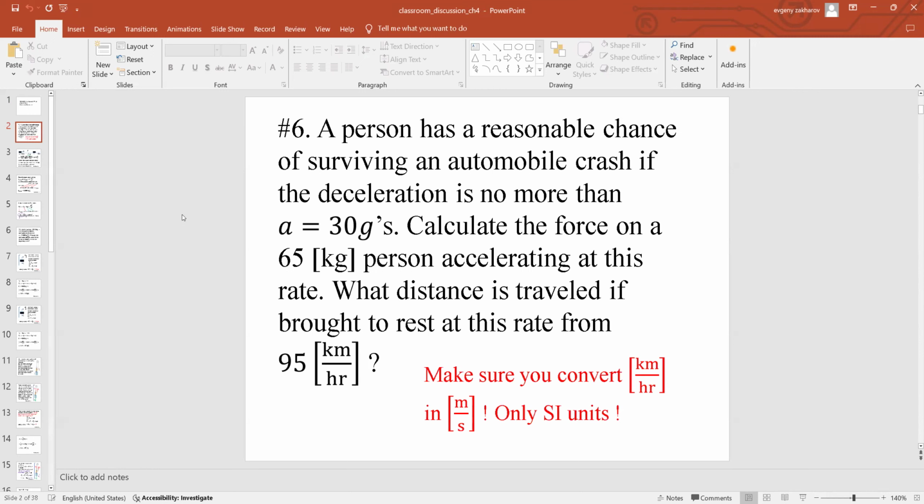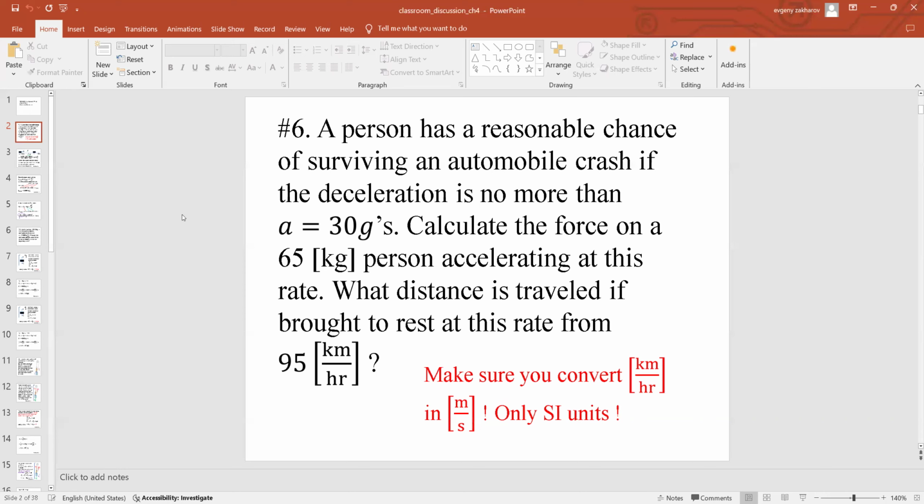And what's the distance traveled if it was brought to rest from 95 kilometers per hour? So your regular dynamics problem for a car accident, reasonable numbers. 95 kilometers per hour would be like 60 miles per hour, so your highway speeds, and 65 kilograms would be like a 140 pound person. So totally reasonable as well.